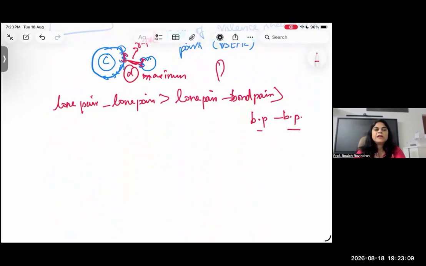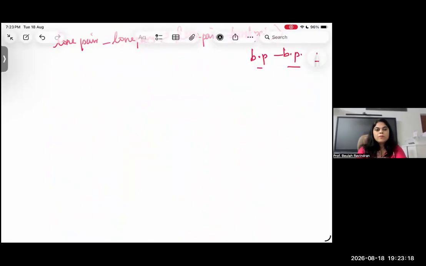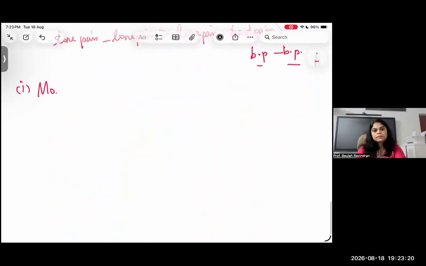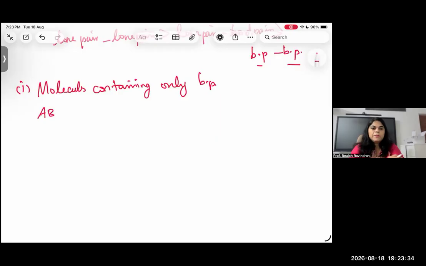Then molecules containing only bond pairs of electrons, we are going to see. So first, shapes of the molecules containing only bond pairs. Say for example, AB2 type. You are taking AB2 type where A is the central atom, and B is the number of bond pairs.